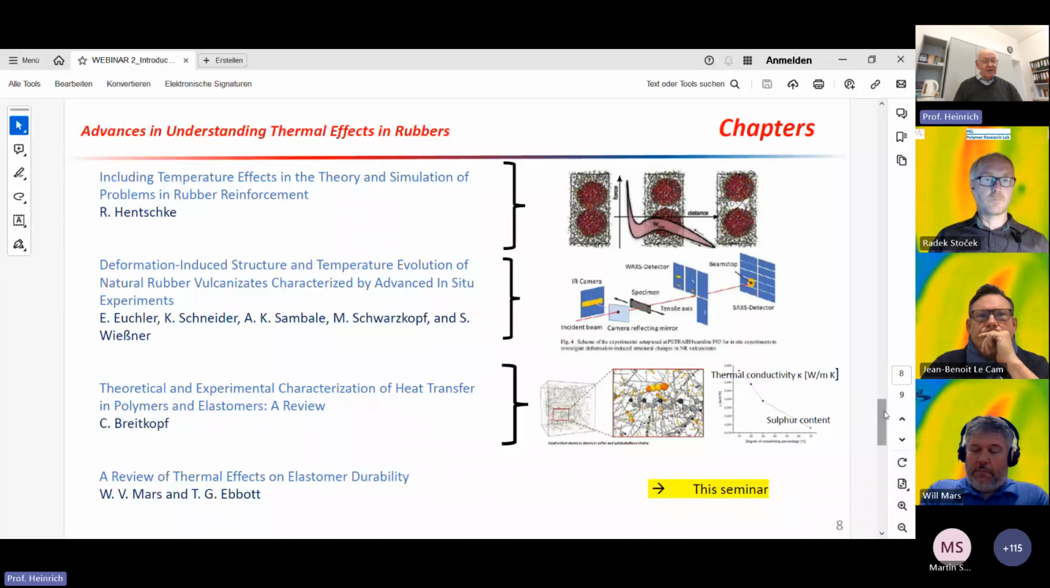And then we have, of course, the presentation of Wilmars about the review of thermal effects on elastomer durability in this seminar. So I need not describe this chapter here in advance.